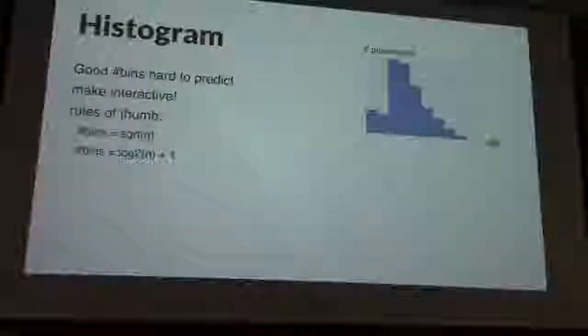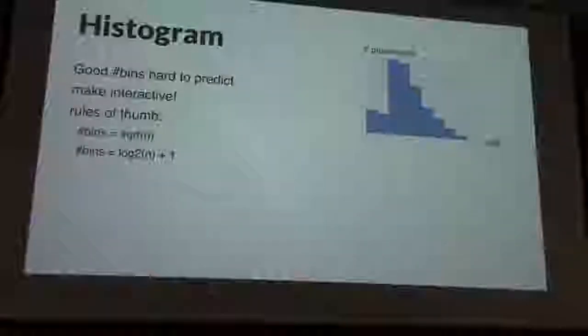So the tricky thing about histograms is that a good number of bins is hard to predict. The simple solution is to make the bin size interactive and let the user play with it and choose it. That's reasonable, but also, of course, a little bit cheating, because you rely on the human to make those judgments. But you will see that there are good reasons to do so. And there are a lot of rules of thumb out there.